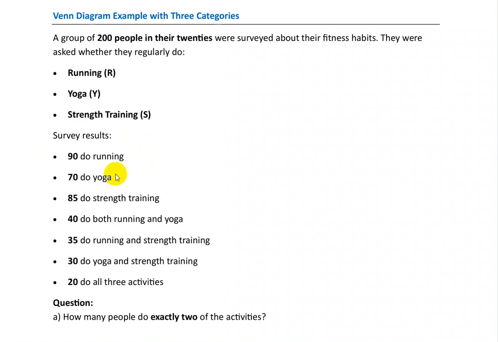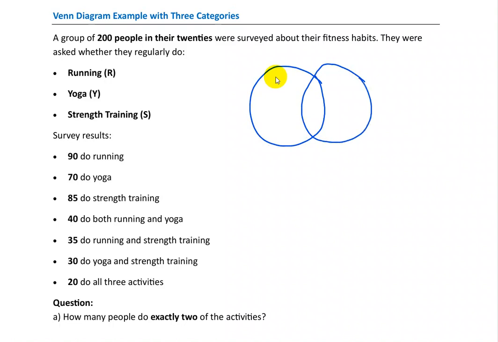So I have to start by setting up, let's say, our 3 bubbles here, 3 circles. Make sure they overlap. I'm not the best circle drawer on my tablet here. I'll try again. All right, not terrible. Okay, so I'm going to label this one running, this one yoga, this one strength training.